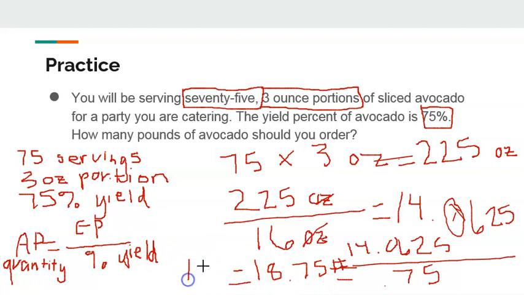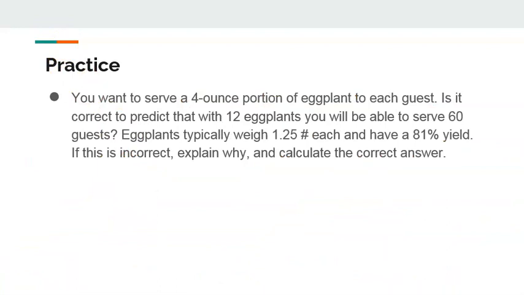So our next practice question is, you want to serve a 4-ounce portion of eggplant to each guest. Is it correct to predict that with 12 eggplants, you will be able to serve 60 guests? Eggplants typically weigh 1.25 pounds each and have an 81% yield. If this is incorrect, explain why and calculate the correct answer.